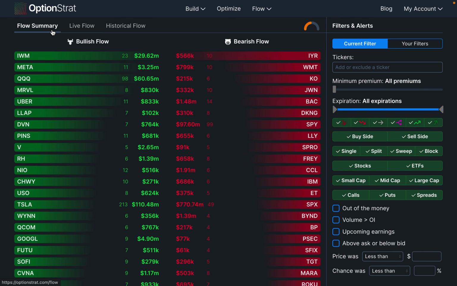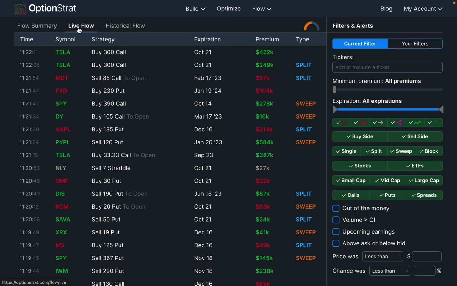And again, this is a great place to start when you're looking for a potential new trade, or even if you already have a trade in mind and you just want to confirm it, you can come in here and see, hey, what's the flow for this ticker here today? Maybe you don't want to go against the flow, right? Things like that.